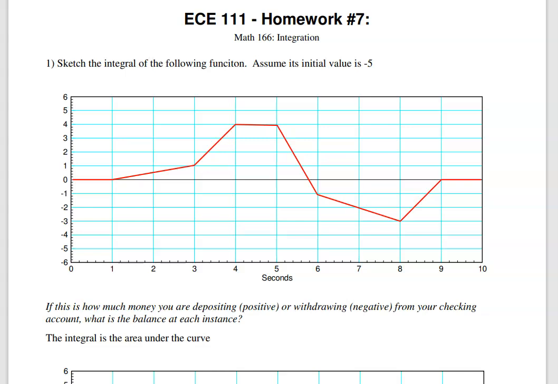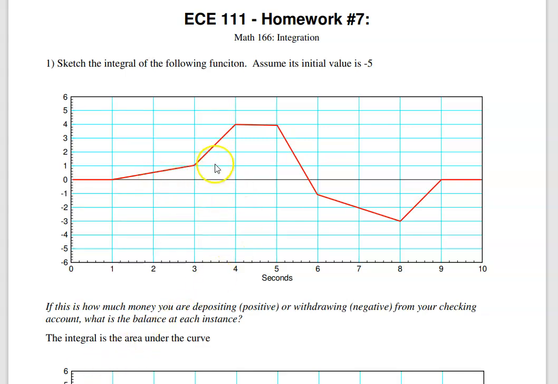Here are solutions to homework set number 7 for ECE 111. This homework set looks at integration, topics that you cover in Math 166. Now, integration is area under the curve. You can think about it as this.